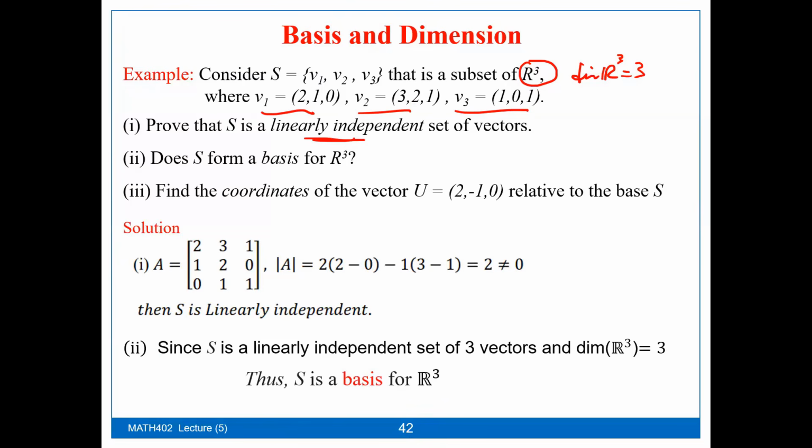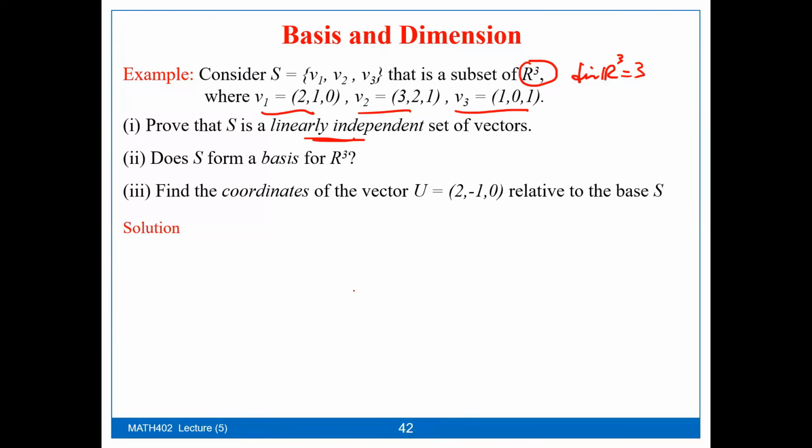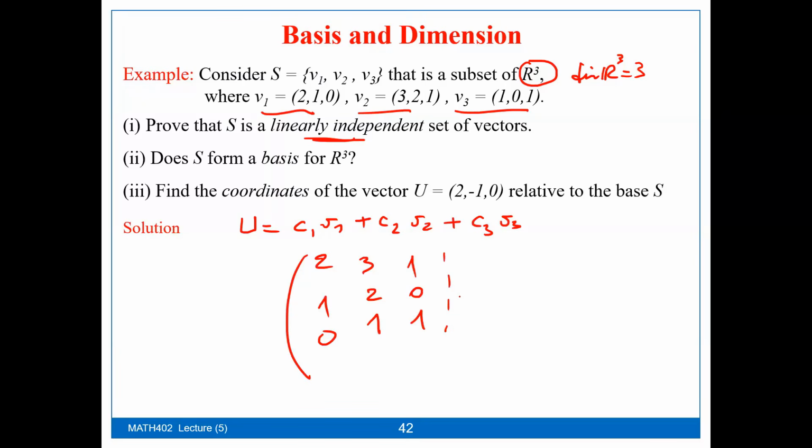Find the coordinates of a vector relatively to this base. In this case, you solve the system. So you have U is C1 V1 plus C2 V2 plus C3 V3. You have to solve the system 2, 1, 0, 3, 2, 1, 1, 0, 1, 2, minus 1, 0. Find C1, C2, C3, and this will be the coordinates of the vector in this new base. So usually these coordinates are related to the standard base. Here 1, 0, 0.